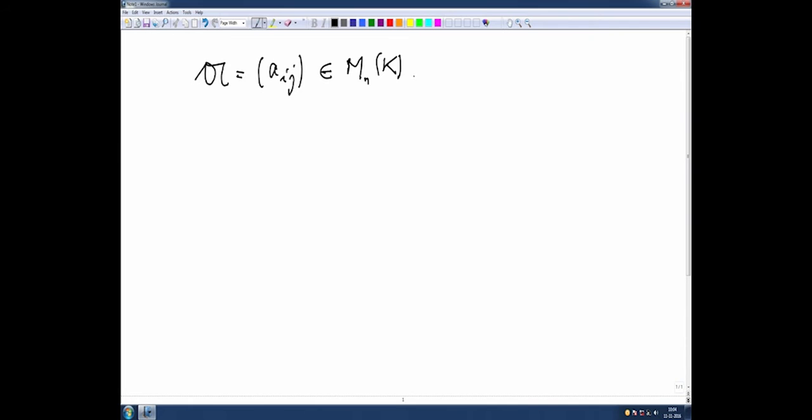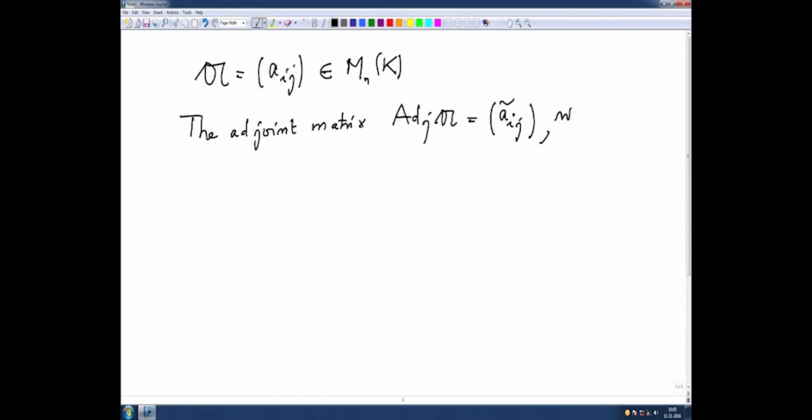we defined the adjoint matrix. The adjoint matrix that we have denoted adj A is defined as (Ãij), where Ãij is defined as (-1) power i plus j times capital Aji.